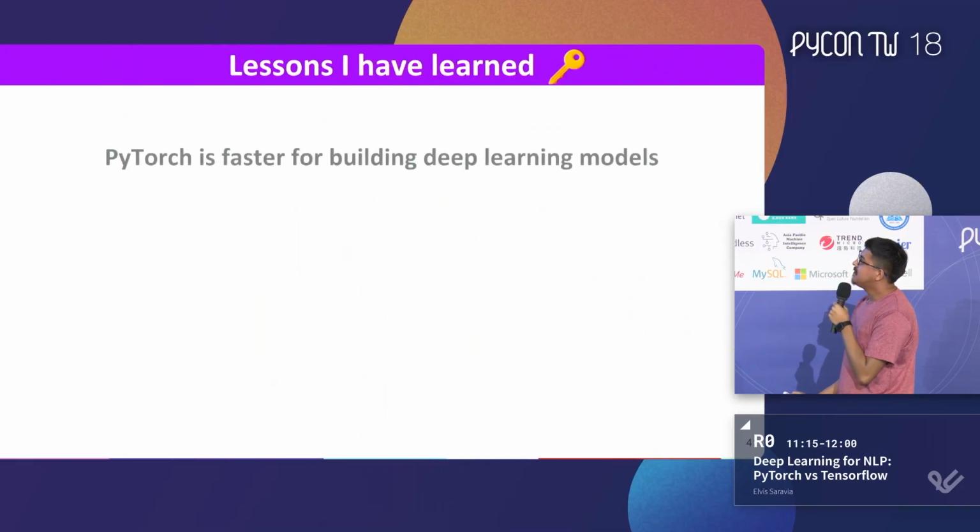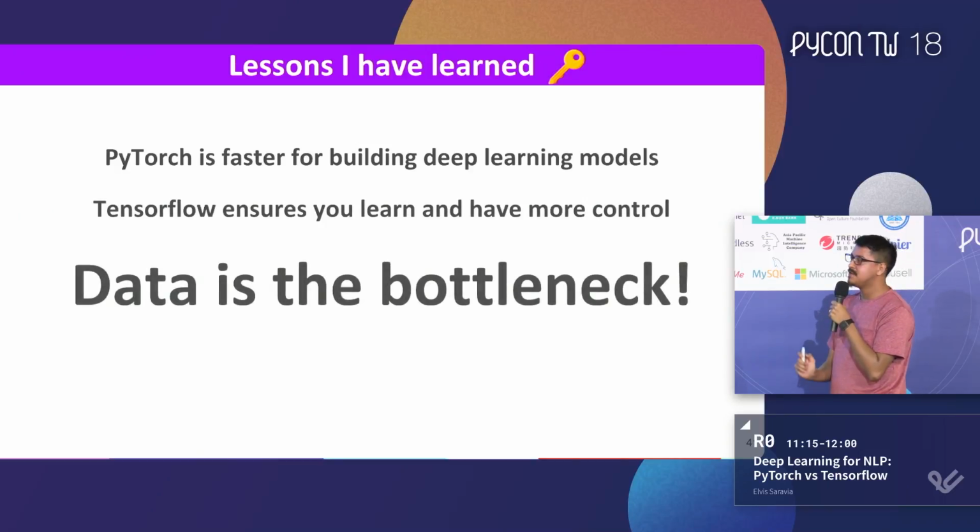So, lessons learned overall. PyTorch is faster for building deep learning models, from my experience. But TensorFlow ensures that you learn and have more control. So if you're just starting, I would suggest you start here, then you move on to this. But overall, data is the bottleneck here, right? I showed you many ways we can collect data sets, and you can get very creative. I saw a nice presentation before mine that showed very nice ways to build ontologies, which is a very creative way to collect a data set. So again, data is the bottleneck, from my experience.